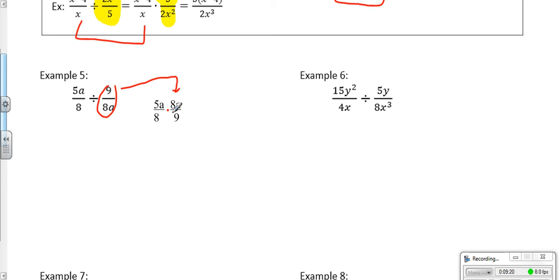But again, before I go ahead and multiply, I'm going to try and cancel. So my 8's can cancel. I'm left with 5a squared over 9.